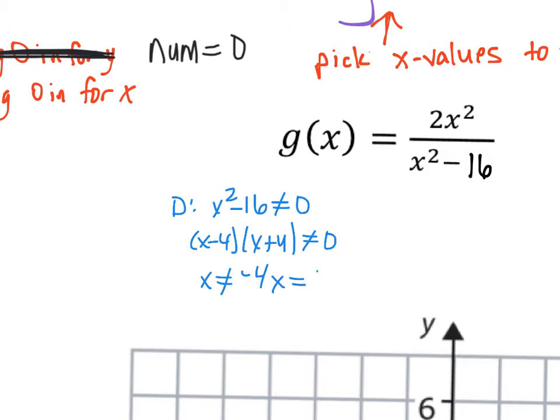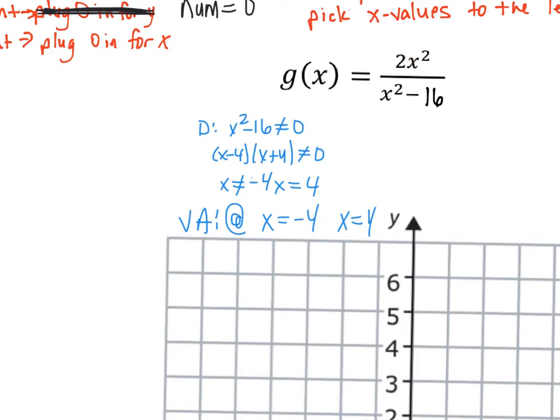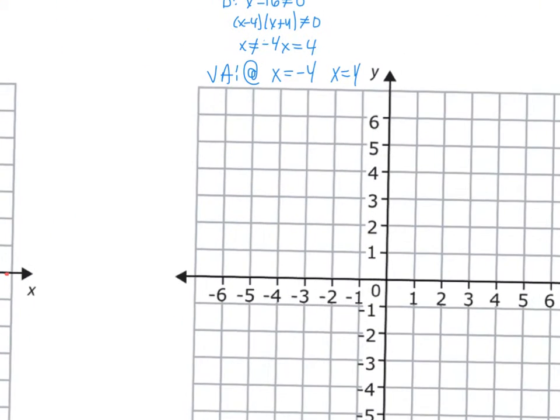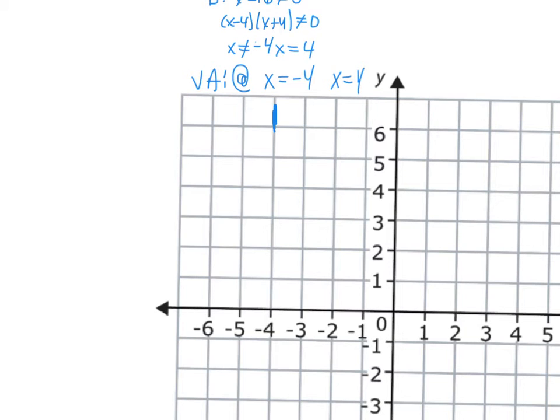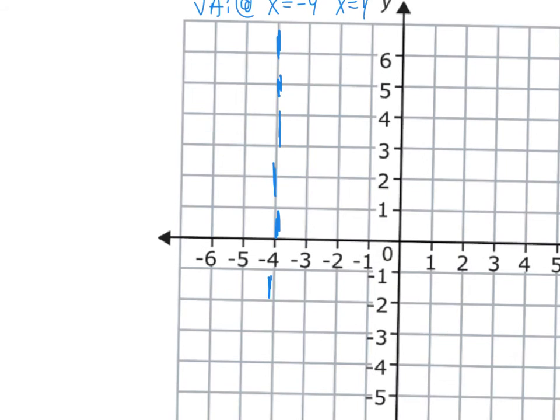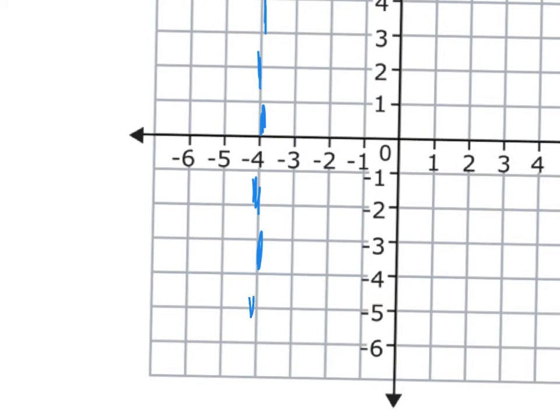Positive or negative 4. So in turn, when you guys find that, what do you find your vertical asymptotes to be? At x equals negative 4 and at x equals 4. Does everyone understand what I just did there? Let's put our asymptotes. Where are we going to put our vertical asymptotes? At negative 4 and positive 4. So I'm going to try and make this as clear as possible.